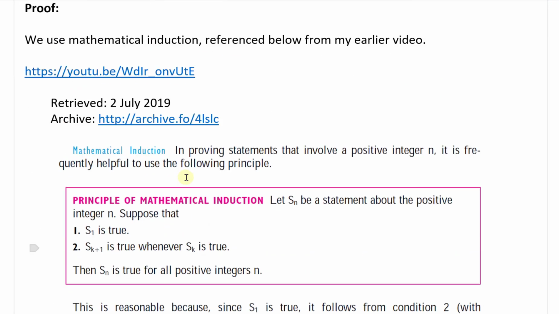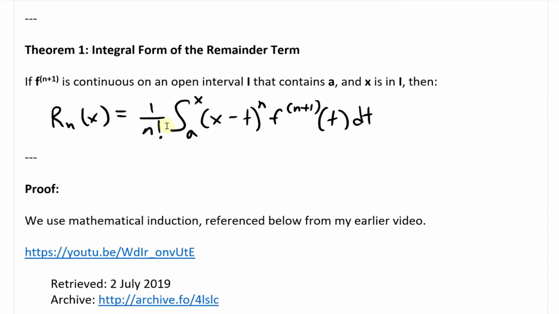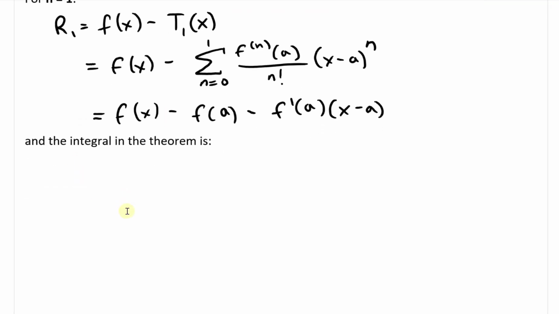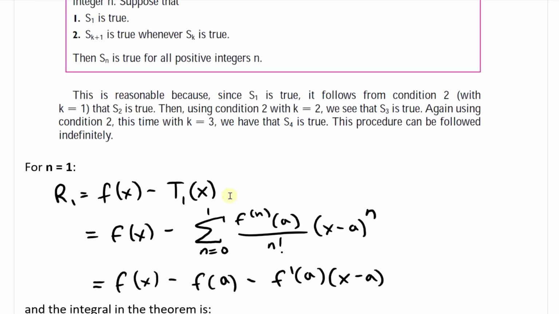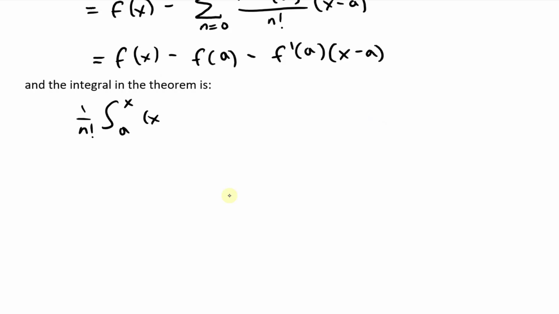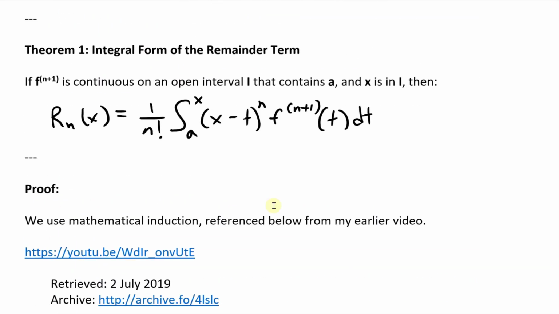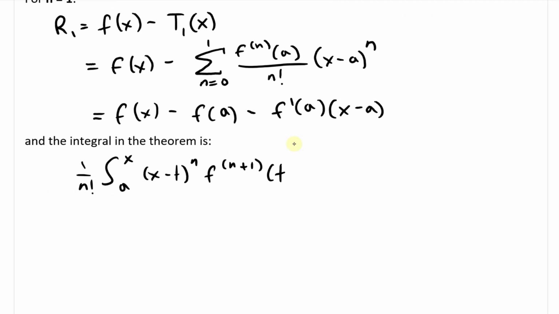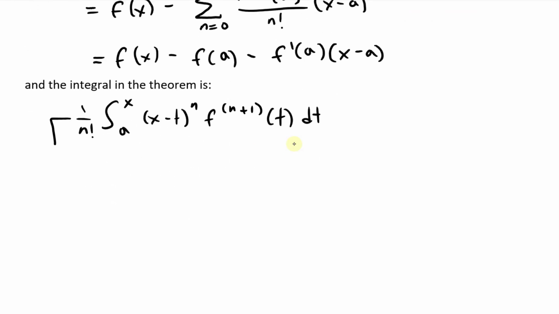We need to show that this is equal to the right side of the theorem. The integral in the theorem, we'll write the full thing out: 1 over n factorial times the integral from a to x of (x minus t) to the power of n, times f^(n+1) of t dt. Now we're going to take this at n equals 1 and plug that in. So we have 1 divided by 1 factorial, which is 1, times the integral from a to x of (x minus t) to the power of 1, which is x minus t.